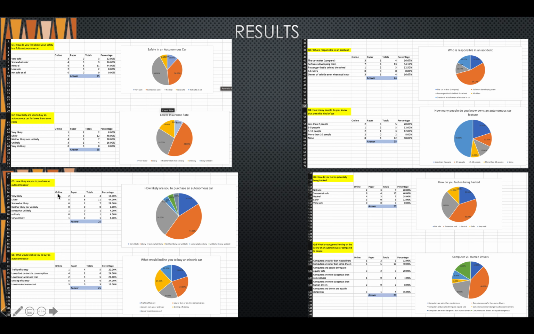So from the 15 participants that I sent out online, 2 people selected very likely, 5 people selected likely, and so on. The paper survey, which was given to 10 people, 6 people selected likely, 2 people selected very unlikely. We went ahead and gave the total, and here's the total people that answered. So yes, that was 25 people.